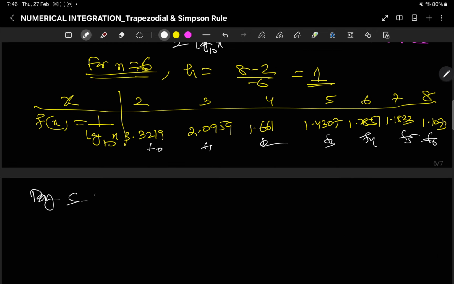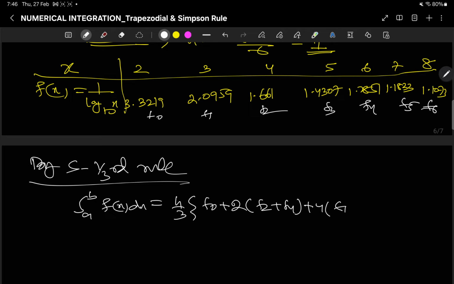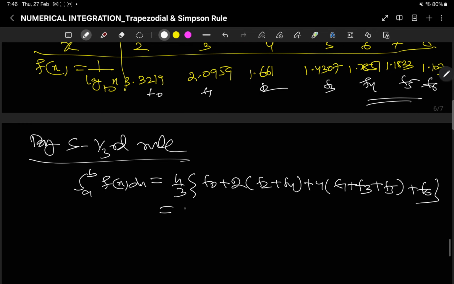By Simpson's 1/3 rule, integration of a to b f dx will be h by 3 [f0 plus 2 into (f2 plus f4) plus 4 into (f1 plus f3 plus f5) plus f6]. If you substitute all these values here, it will be 9.7203. Okay. However, it is not integrable in the usual sense. So the usual method to find the error will not work. There will be a separate error formula to be discussed later.